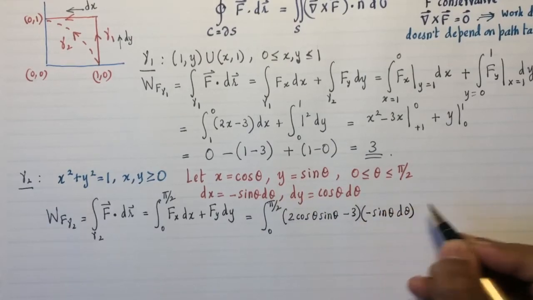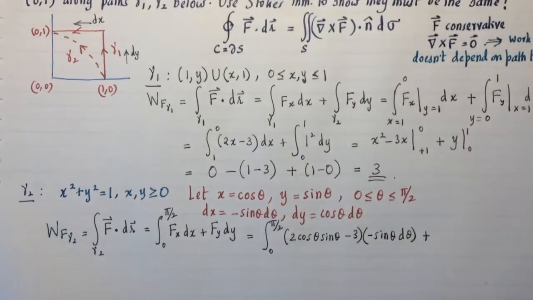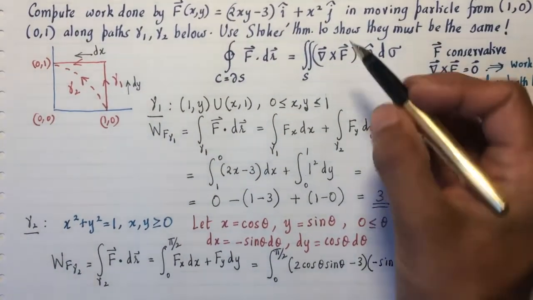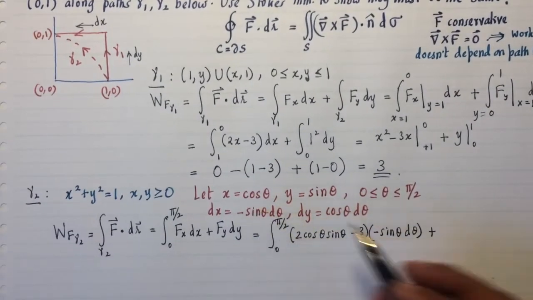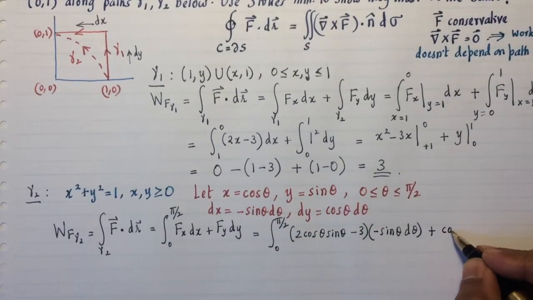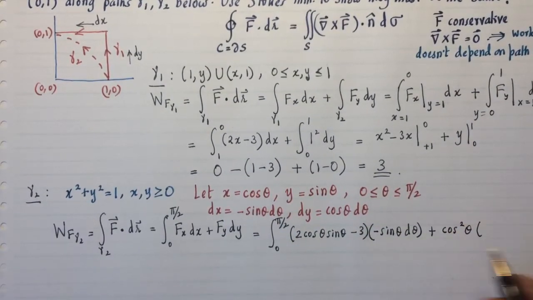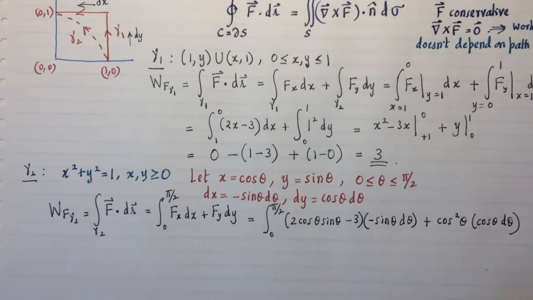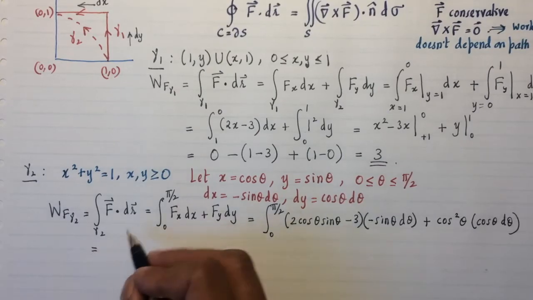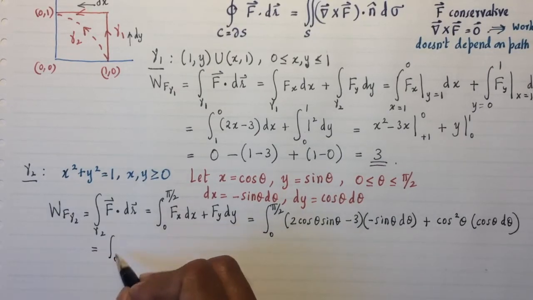plus Fy, which is x squared, and x is cosine theta. So that's going to be cosine squared theta, and dy is another cosine theta d theta. So that's just a bunch of trigonometric integrals. It's not going to be terribly hard, I hope. Let's do this. 0 to pi by 2.